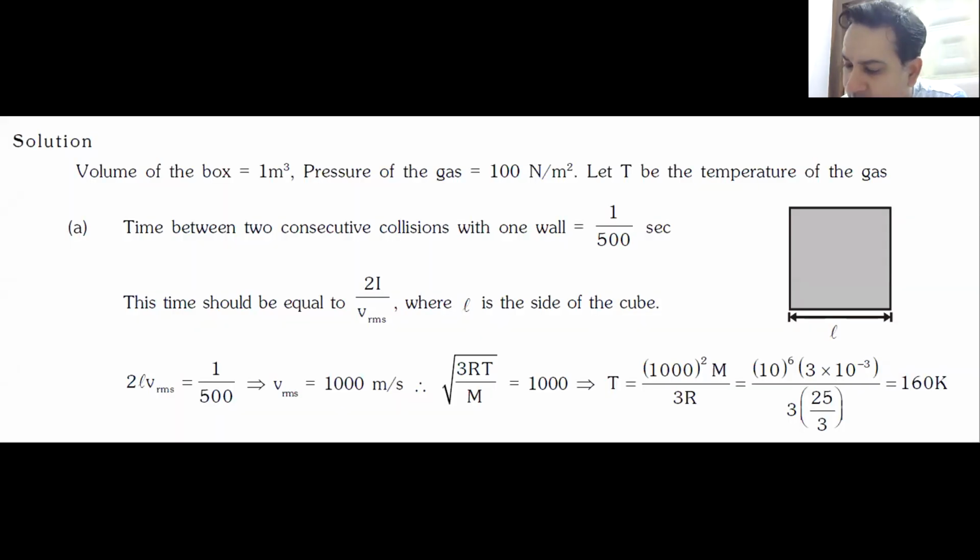How it is to be done? It's a simple question, right? Just see how this is done. You know the volume of the box is 1 meter cube. Yes or no? Yes, sir. The pressure of the gas is also given to you. Yes or no? Yes, sir. Then we have to find the temperature of the gas. How are you going to do this? It's pretty simple. Do you see the solution?